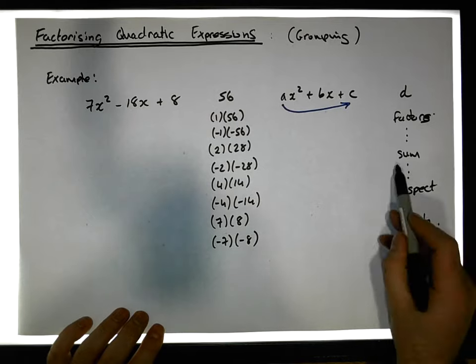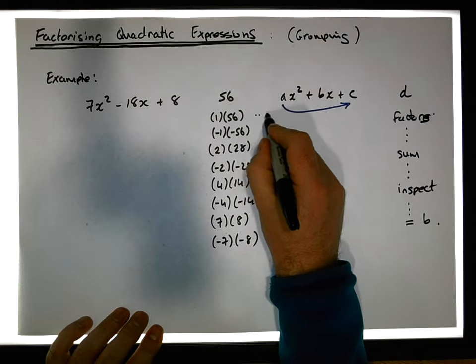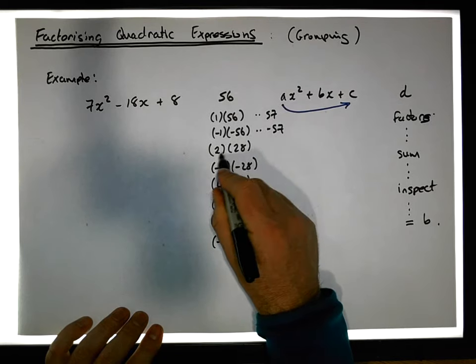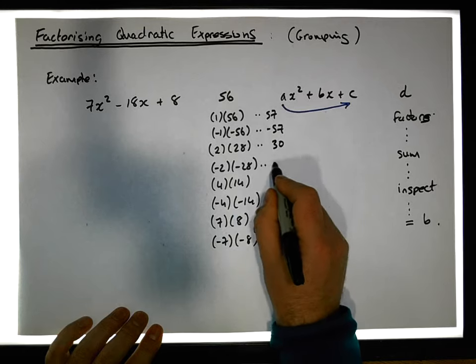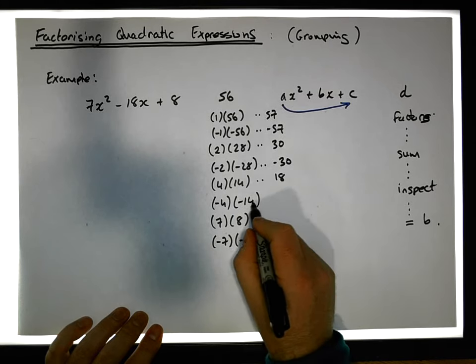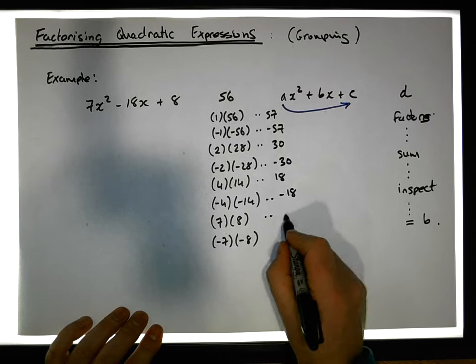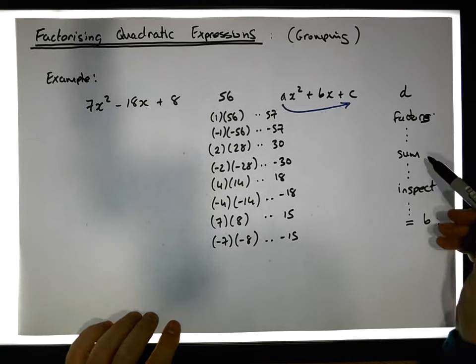So now what we do is we sum these together. Okay, when I sum these, 1 and 56 gives me 57. This gives us minus 57. When I sum 2 and 28, it gives me 30. Minus 2 and minus 28 gives me minus 30. 4 and 14 gives me 18. Minus 4 and minus 14 gives me minus 18. Here we have 15. And finally we have minus 15. Okay, so we've summed them together.